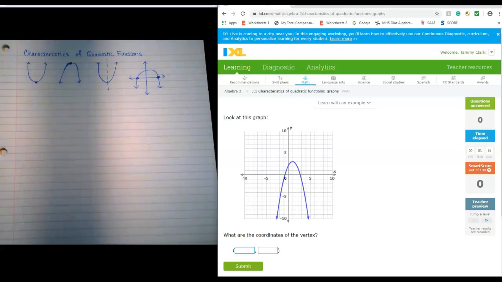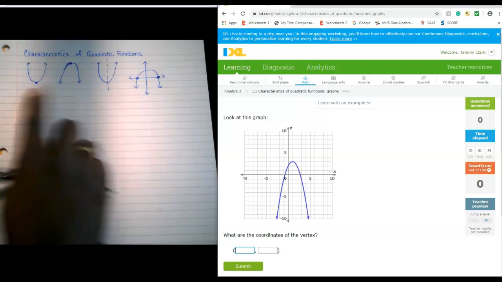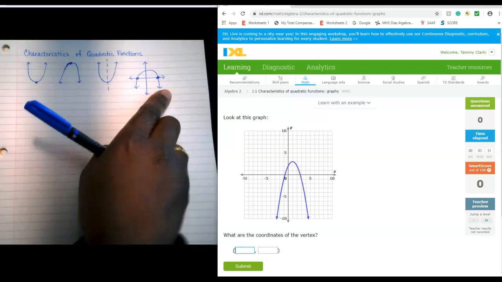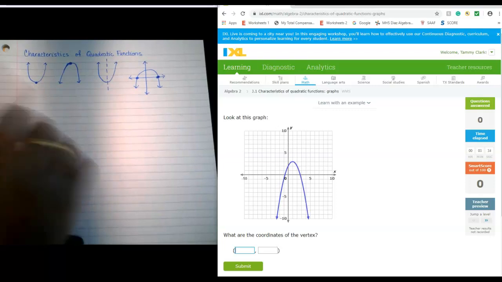Good day. Today we're going to be talking about characteristics of quadratic functions. So I have a couple of drawings here, and as you guys know, I am not the best artist. However, it will serve its purpose for what we need. I have some quadratic functions drawn here, and let's just go over a few things.